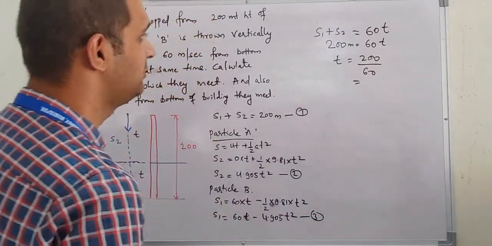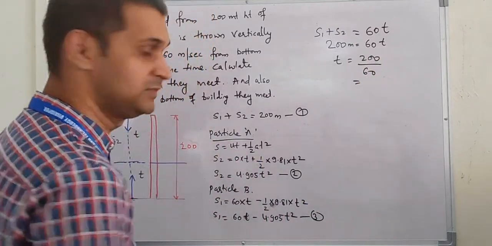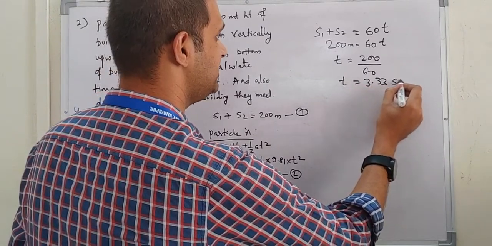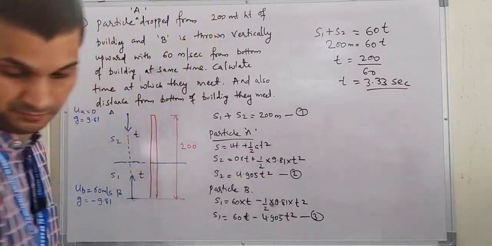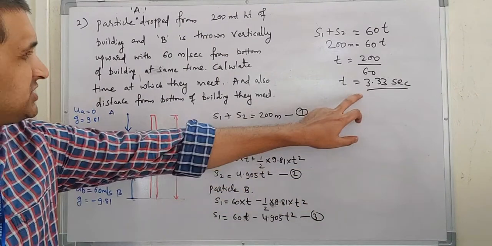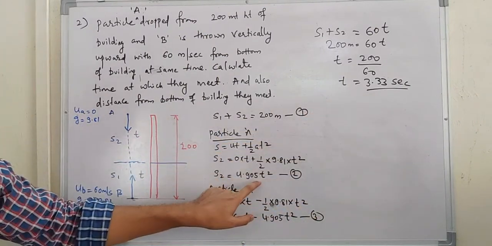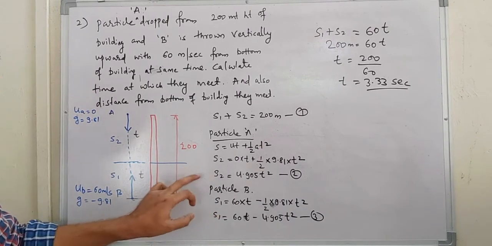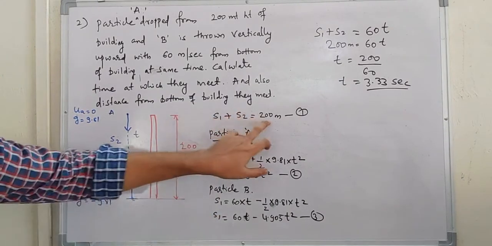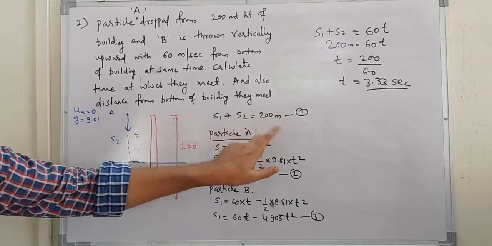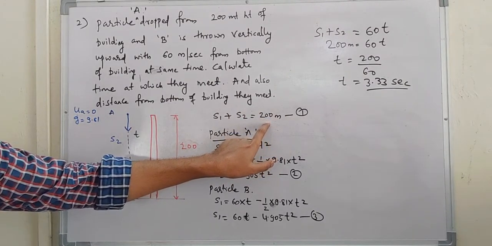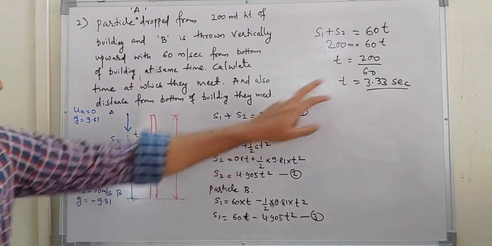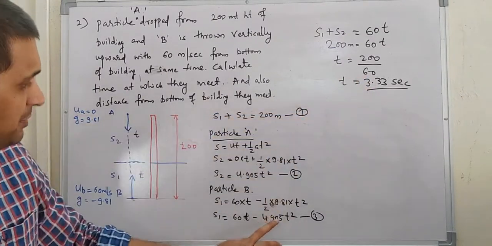Now check how much that should be. It is somewhere around 3.33 seconds. T will be 3.33 seconds. If you want to quickly cross check, substitute t equal to 3.33 here and get the values of S1 and S2. When you add up both S1 and S2, you should get 200. That is a kind of cross check you can do quickly. So get me the values of S1 and S2, substituting t as 3.33.